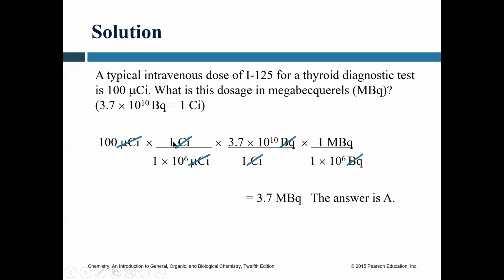And then we can convert between curie and Bq by using this relationship here. So 1 curie is equal to 3.7 × 10¹⁰ Bq. And then if we want to get it into a megabecquerel, 1 MBq is equal to 1 × 10⁶ Bq. So that's just bringing back your prefixes. Again, for exams and stuff, you have access to those prefixes in your text, or you can have something printed out with the prefixes on it.